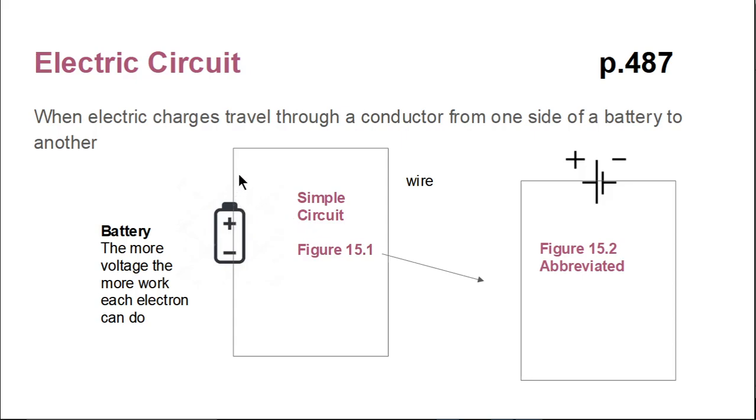This is a simple circuit because we have a wire connecting the two ends, the positive and the negative. It could be connected to anything you wanted, like a light bulb if you needed to. And you already know that the more voltage that battery provides for us, the more work each electron that's traveling through the wire can do for us. Okay? So let's move on.